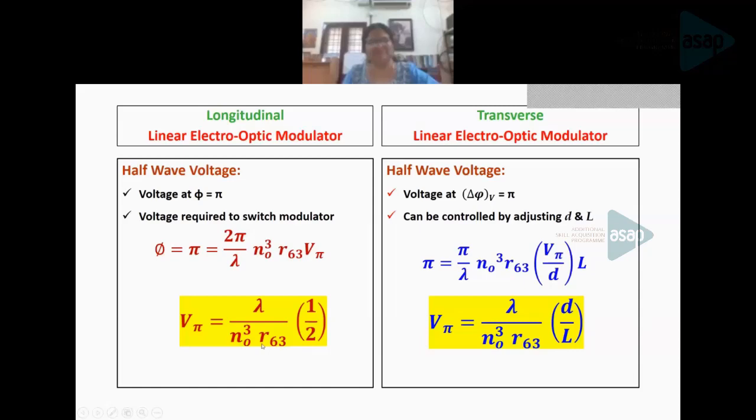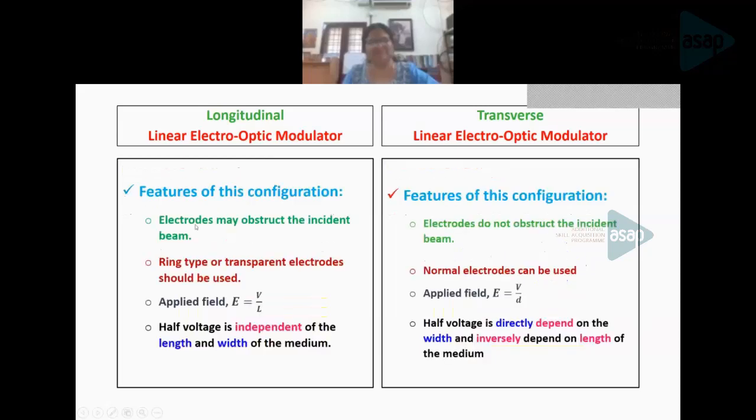Whereas in transverse mode, electrodes do not obstruct the incident beam because the voltage is applied across the width of the medium, which will not block the incident ray. So normal electrodes can be used in the transverse case. Now, the applied electric field for the longitudinal case is V by L, because voltage is applied across the length. Here, the applied electric field is V by D, where D is the width of the crystal.